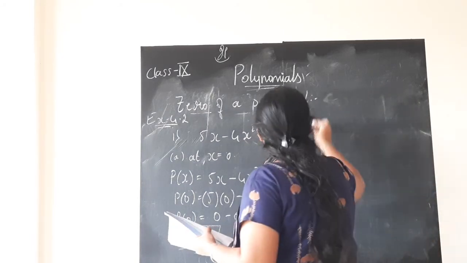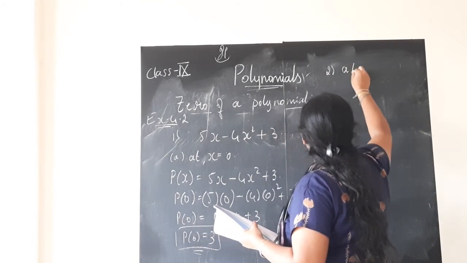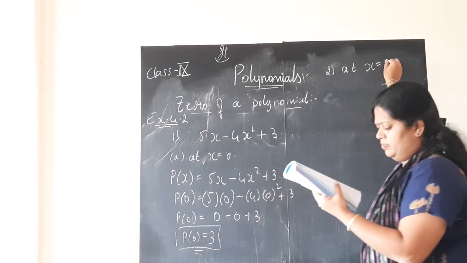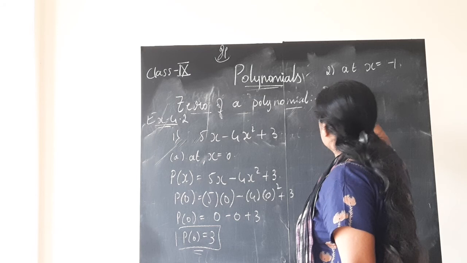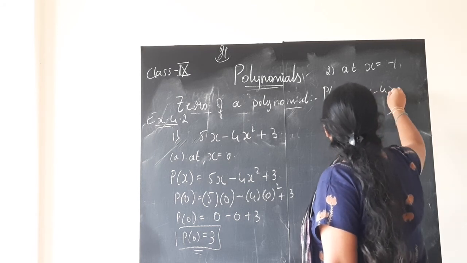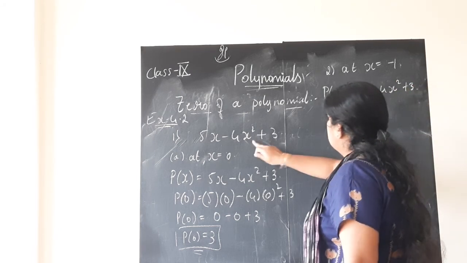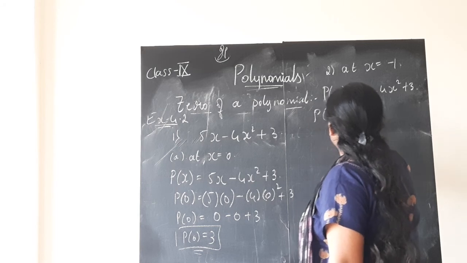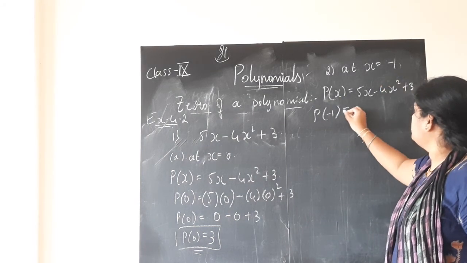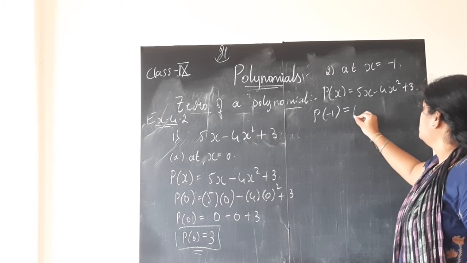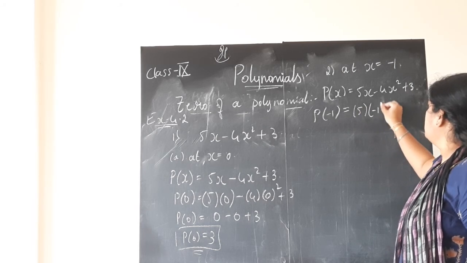In the second, at x is equal to minus 1. So the given polynomial p of x is the same, 5x minus 4x square plus 3. For p of minus 1 now, in place of x we will replace by minus 1. Why? Because we are solving at x is equal to minus 1. So 5 into minus 1.